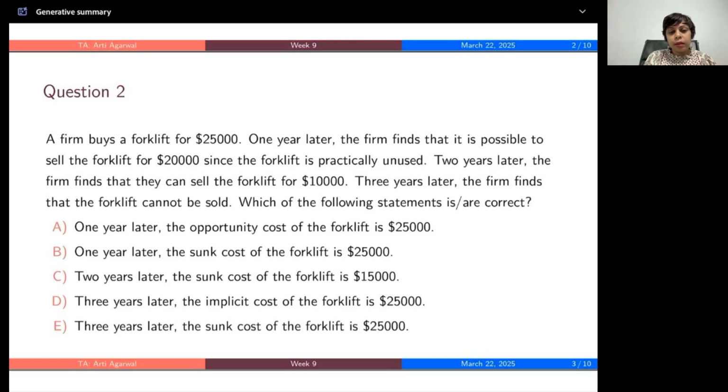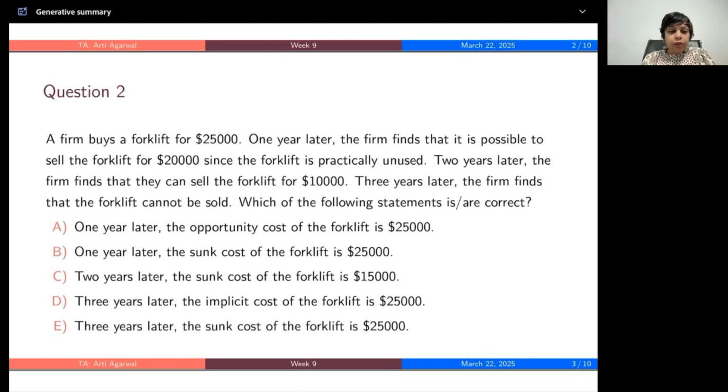2 years later, the sunk cost of forklift is $15,000. This is not correct, because like I just said, sunk cost is always going to remain the same, because it's that one amount you have already spent at a certain point of time, which you cannot undo, which you cannot do anything about. Even if you think that was a bad investment, that money is gone, right? You can only try to recover something in some other way, like selling the forklift, but that particular sum is gone forever. So it's not $15,000. 2 years later, also the sunk cost will still be $25,000.